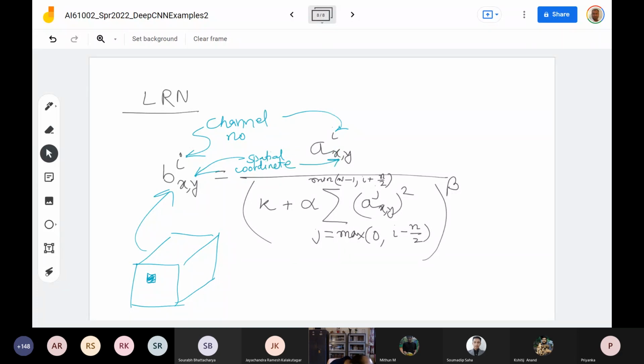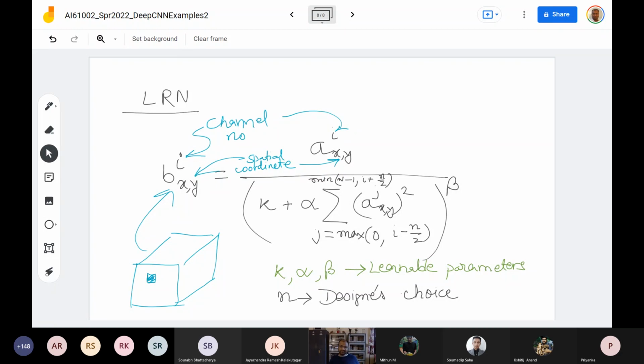Now K, alpha, beta, these are the learnable parameters, and N is the designer's choice. So essentially over how many channels, what should be the span of this operation over the number of channels, is something which you get over here.